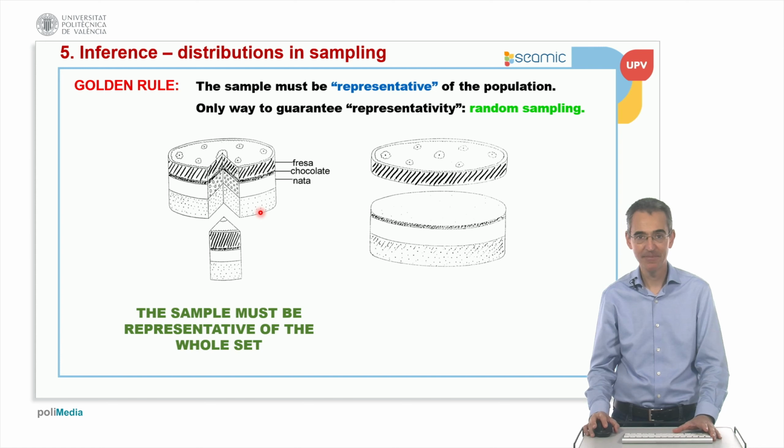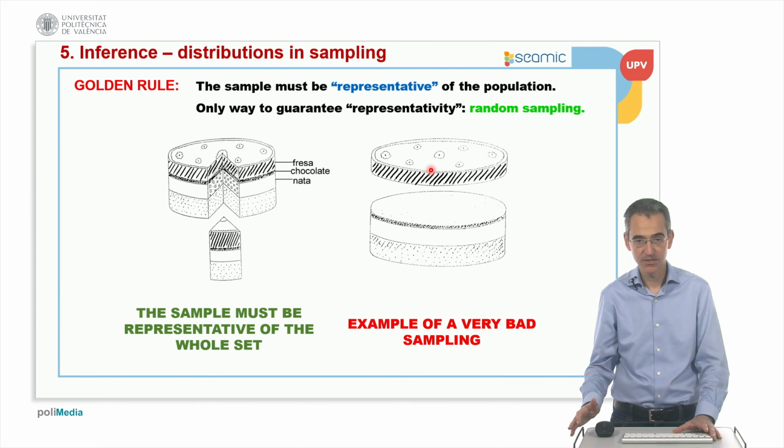But this is a very bad sampling. We have a population comprised of different layers. If we take a sample like this, obviously this is a very bad sampling. This seems quite obvious, but actually it's more real than it seems.